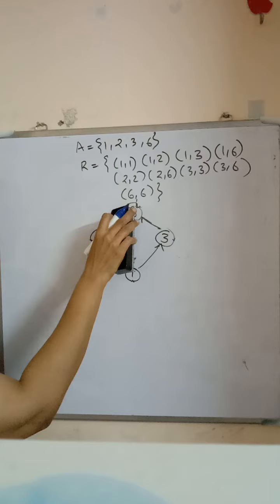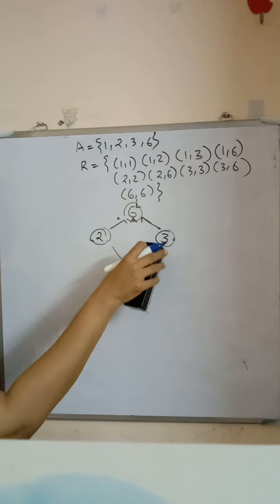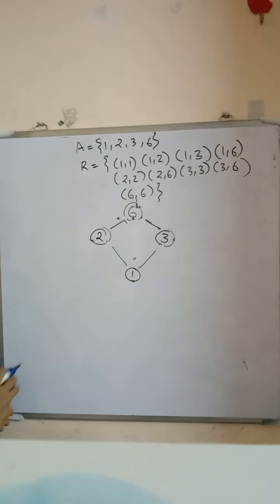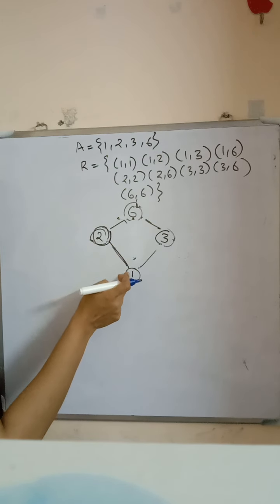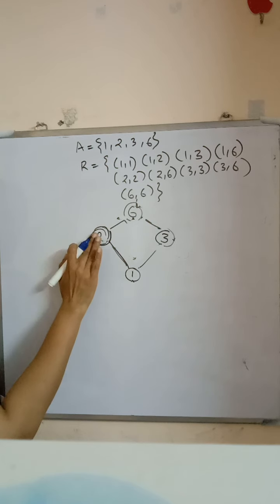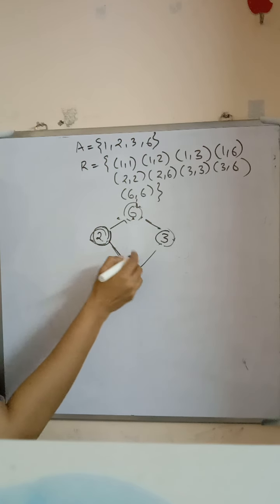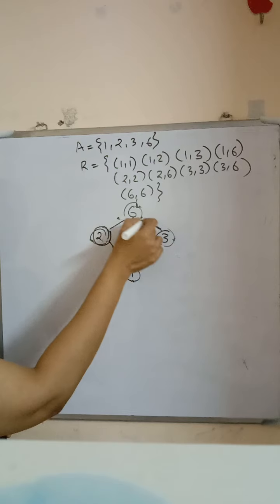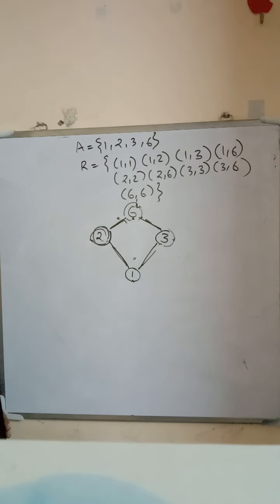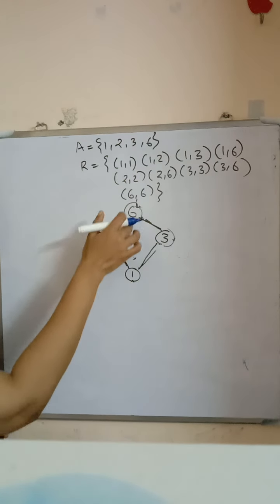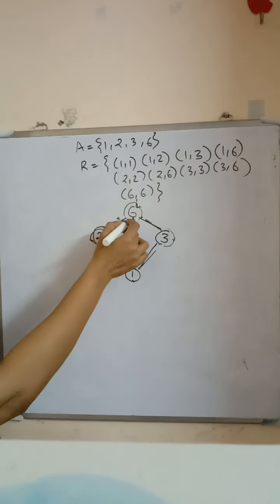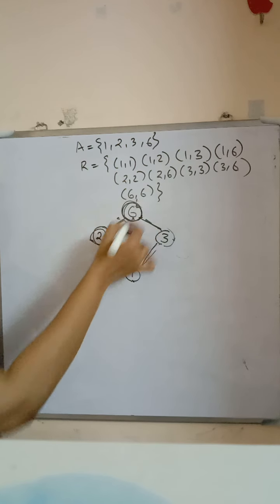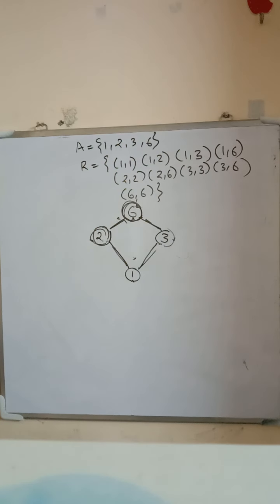Hasse diagram is a directed graph. There is no need to show arrows. Hasse diagram is always drawn with upward relations. 1 is related to 2; there is no relation from 2 to 1. 1 is related to 3, 3 is related to 6, and 2 is related to 6. Definitely it is transitive, therefore 1 related to 6 is clearly understood here, but by an edge we are not representing that relation.